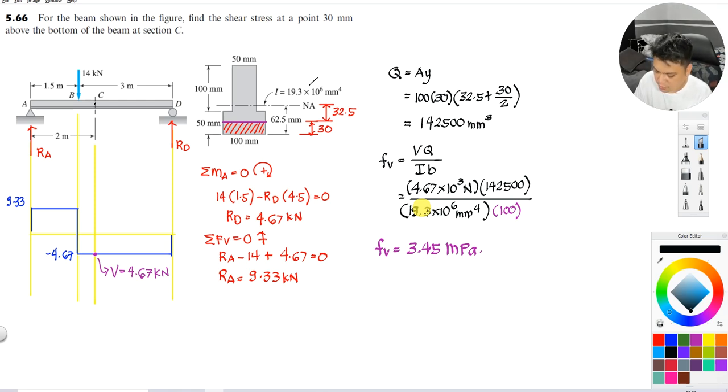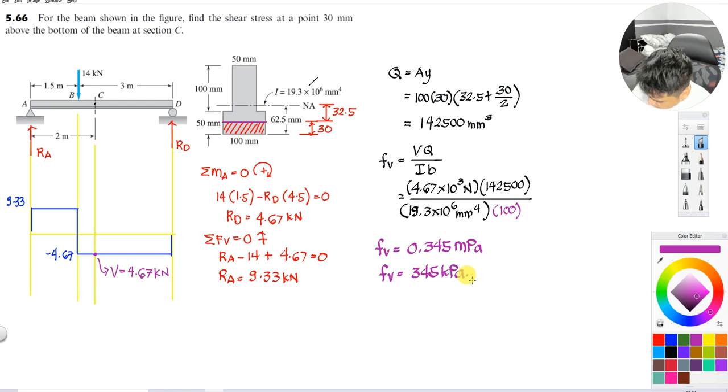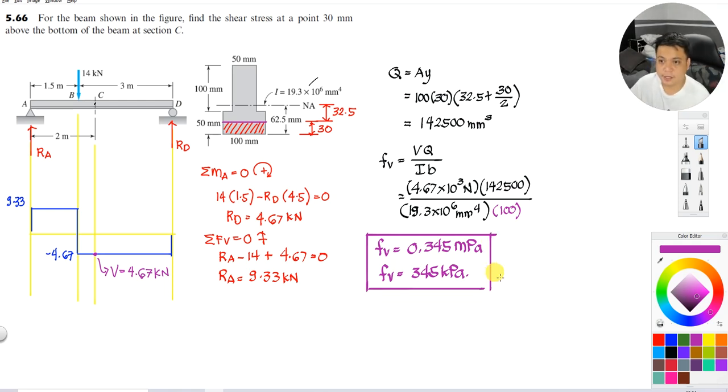Okay. So, that's equal to 0.345 MPa. Okay, or 345 kPa. Okay, so whatever your answer would be, I would accept that, as long as you get the same value. Okay, so again, I'll give you 5 minutes to copy.